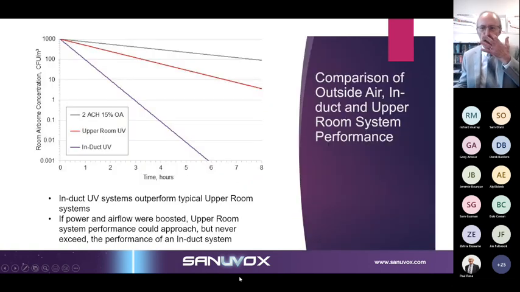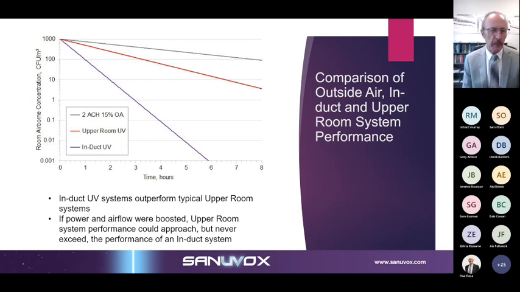Now let's compare in-duct, outside air, and upper room systems more directly. This is a logarithmic curve, so there are straight lines. The outside air takes 8 hours to reduce the indoor concentrations by about 1 log, and that's at the typical 15% of outside air. The upper room system reduces it just over 2.5 logs in 8 hours. But the in-duct UV system, the most efficient of all these systems, reduces it by 6 logs in less than 6 hours. In-duct systems will typically outperform upper room systems.